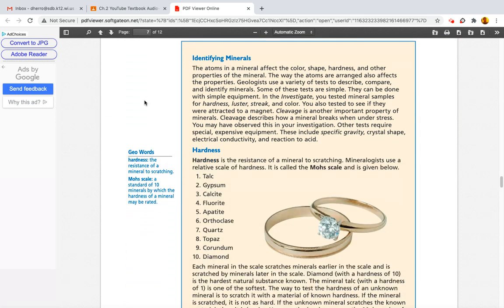Identifying minerals. The atoms in a mineral affect the color, shape, hardness, and other properties of the mineral. The way the atoms are arranged also affects the properties. Geologists use a variety of tests.